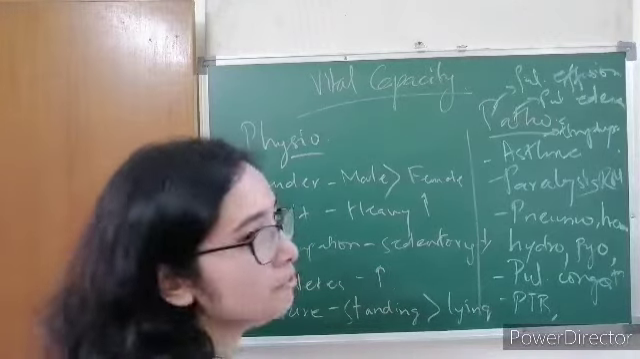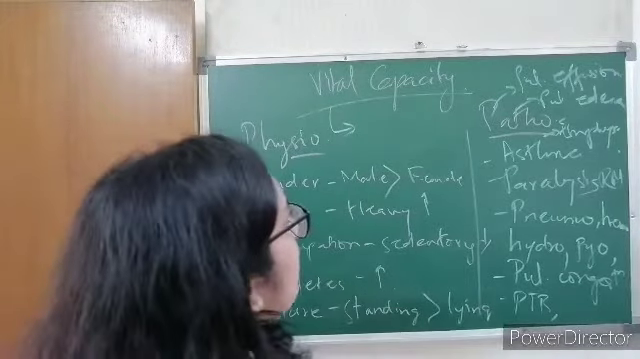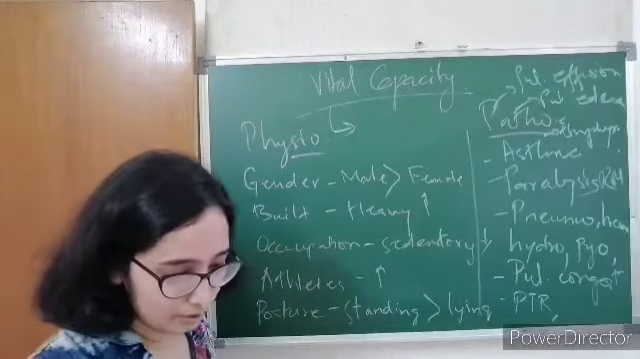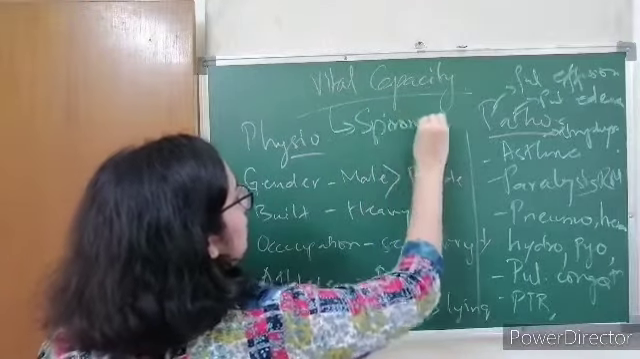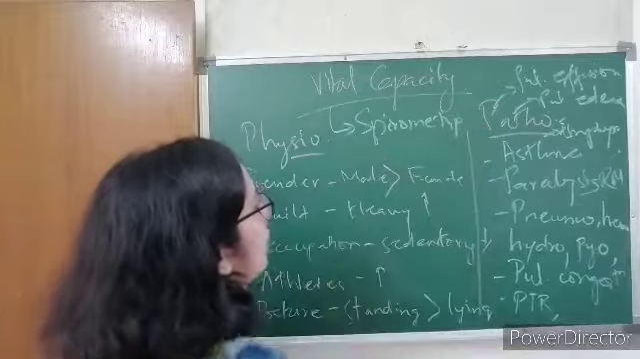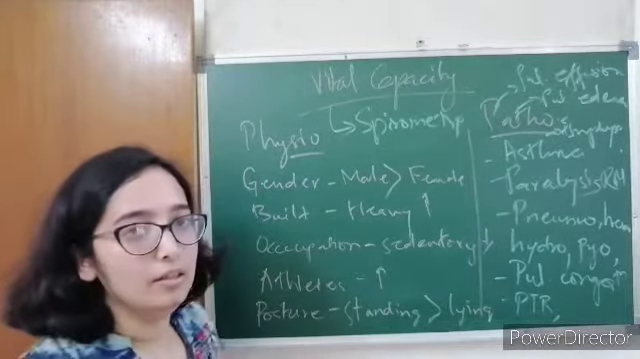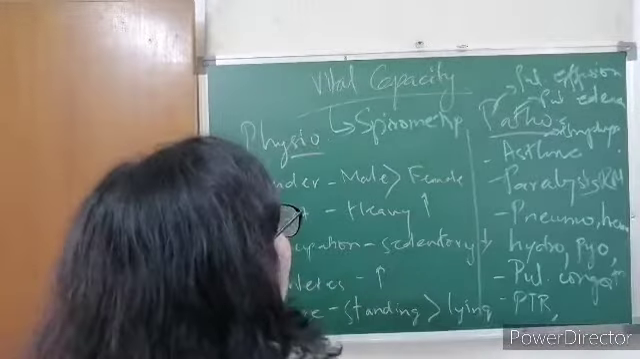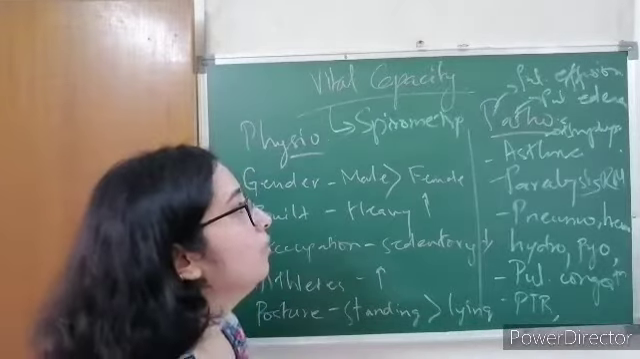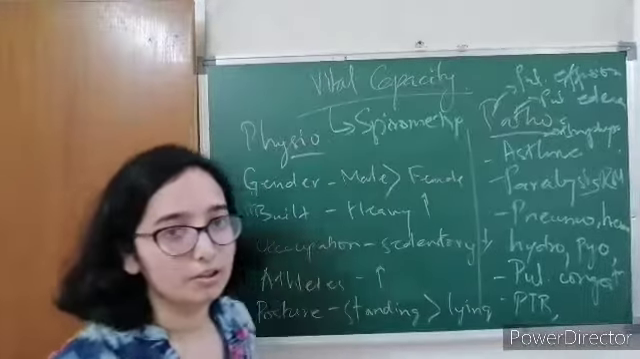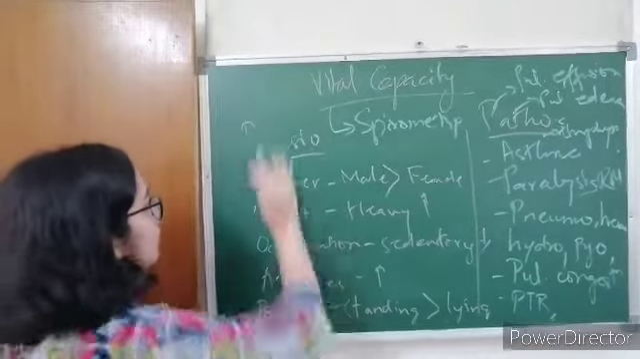Now we'll see how it is measured. So it's very common. It is measured by a spirometer or a respirometer. Okay, it is measured by the spirometry. Okay. So next we will see the PEFR. What is PEFR? And what are the pathological conditions in which it varies. So that will be the last topic.